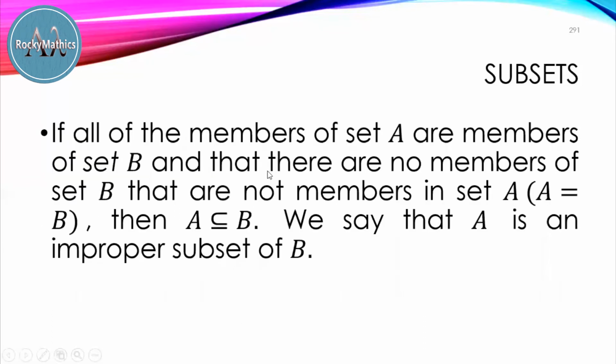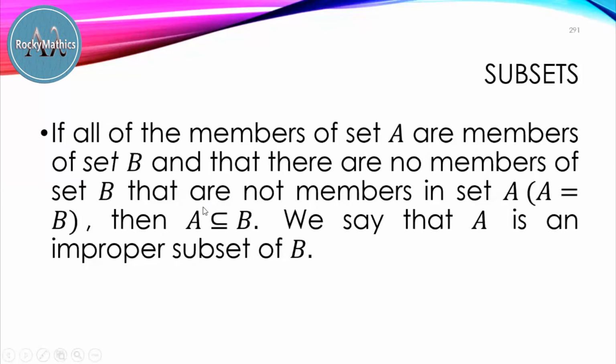Now, if all of the members of set A are members of set B, and there are no members of set B that are not members of set A, meaning to say A is equal to B, then we use this notation. We say that A is an improper subset of B. Always remember that if A is equal to B, then we use this notation.